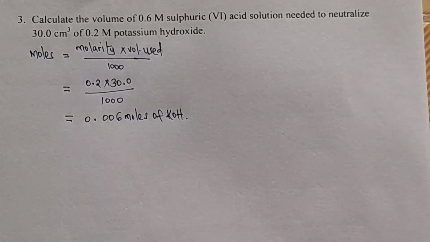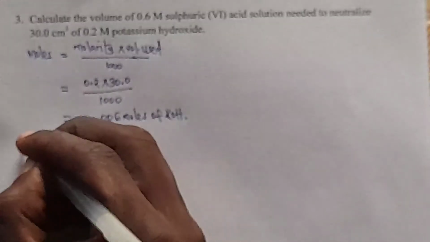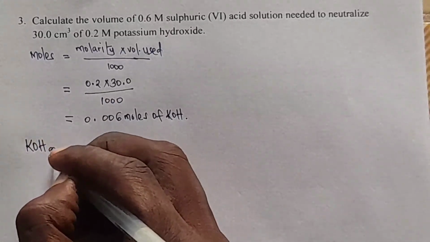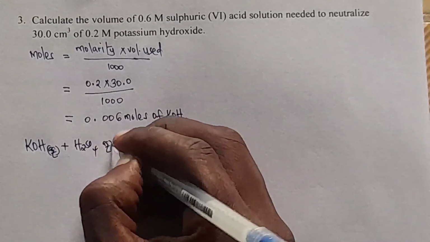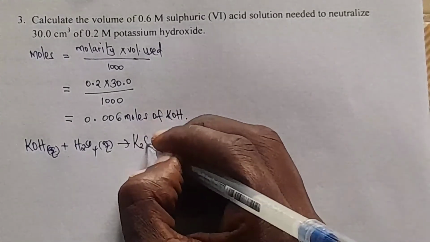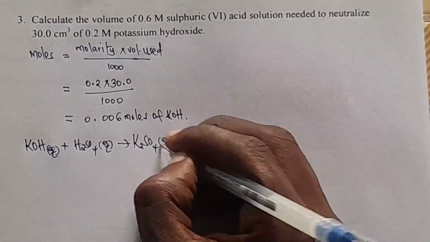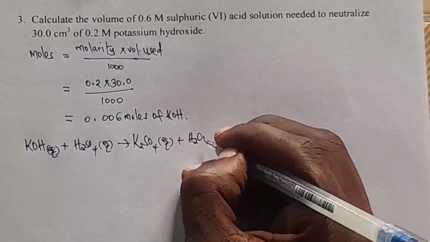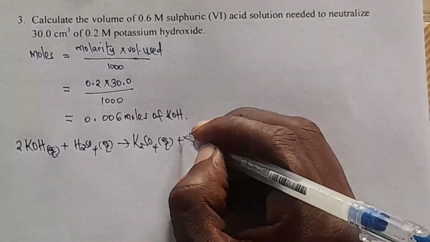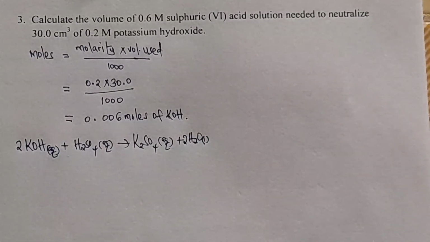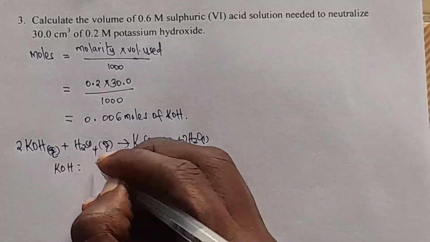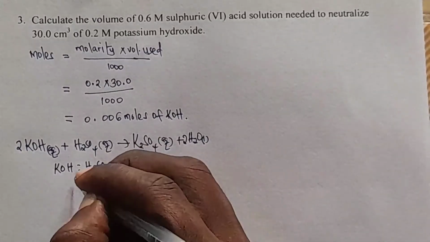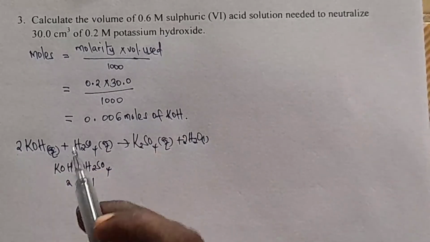Next, I have to get the reaction between potassium hydroxide and sulfuric acid. Potassium hydroxide aqueous plus dilute sulfuric acid aqueous gives potassium sulfate aqueous plus water, which is liquid. To balance the equation, we put 2 there and we put 2 here. Thereafter, we can get the mole ratio between potassium hydroxide and sulfuric acid. It is 2:1, this 2 here and this 1 here.